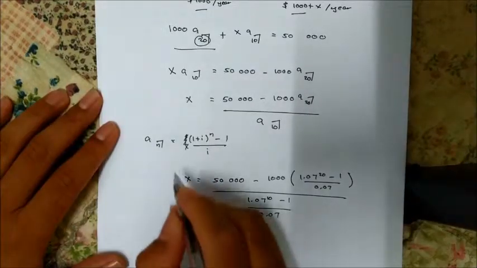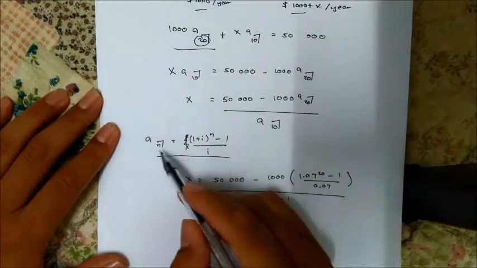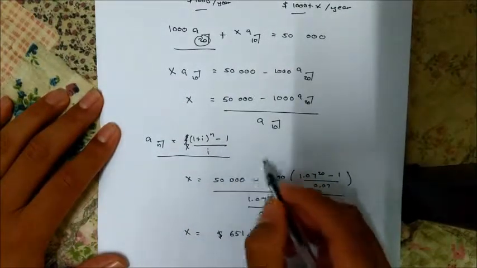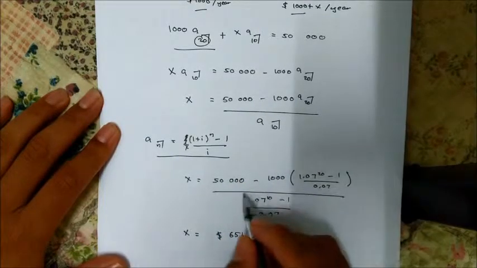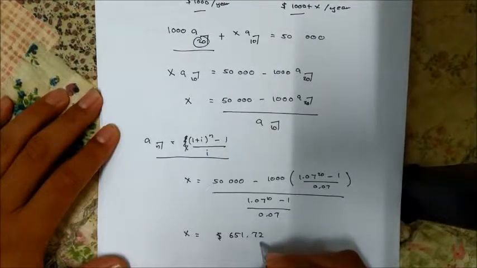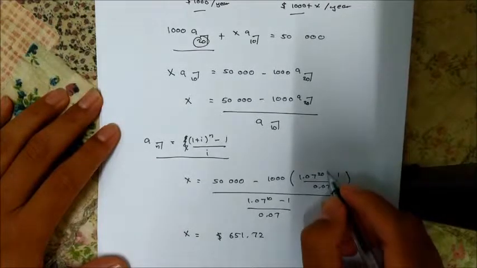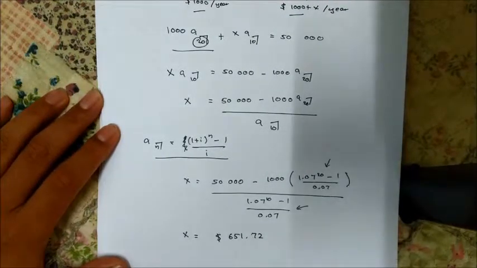Alright, if you notice, here is actually the formula for the accumulated value for n years for an immediate annuity. So therefore, we're applying this formula to solve the equation. At the end, we will get X equals $651.72. It is advisable that you calculate this separately to avoid miscalculation.